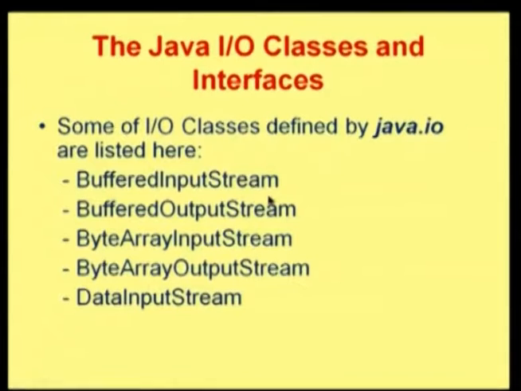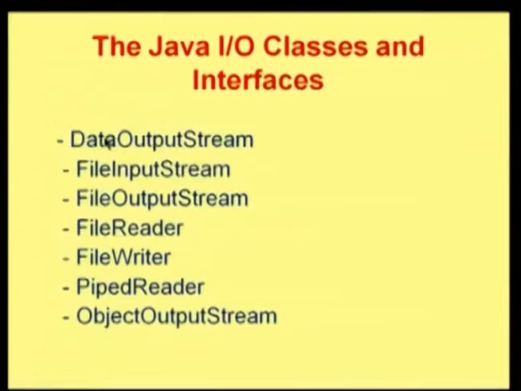One is BufferedInputStream, next is BufferedOutputStream, ByteArrayInputStream, ByteArrayOutputStream and DataInputStream. Here, BufferedInputStream, as the name states, means that buffering is done on the input. So, the input stream is not used directly, and we have a method to access it in the form of a buffer. Next is the byte array, which is used to input as well as output the byte array, and next is the DataInputStream as well as the DataOutputStream.